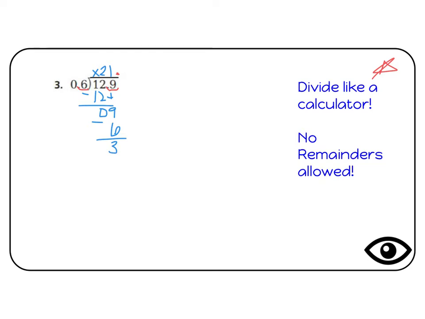Now this is where we might stop and say, okay, our answer is 12, remainder 3. But remember, our rule for today is there are no remainders allowed. So here's the trick. This is what calculators do. They're going to add a 0 right after this decimal that we put in and bring that 0 on down. Now, 6 does go into 30. 6 goes into 30 5 times, which is 30. Now we have no remainders. Our answer is 21.5, and there's nothing left over. Let's try some problems together.